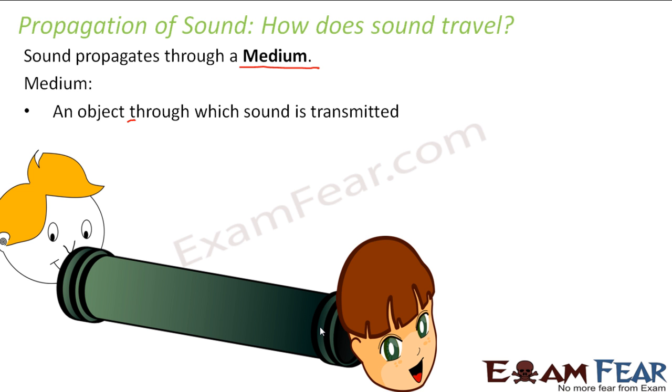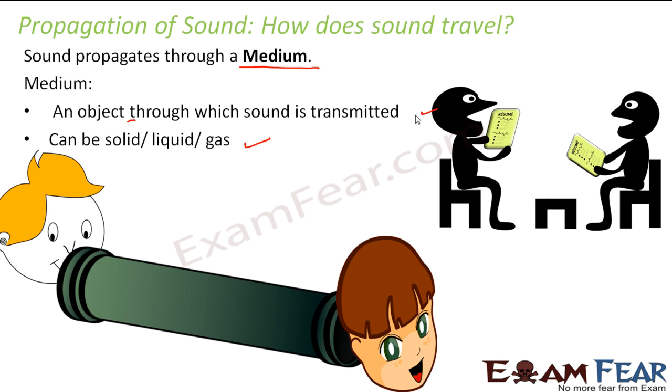Correct? So how actually does the propagation of sound take place through this medium? Now this medium can be a solid or a liquid or a gas. So sound can travel through a liquid, it can travel through a gas, and it can travel through a solid object as well, right? It can be anything. Now the question is, how is sound propagated through an object?